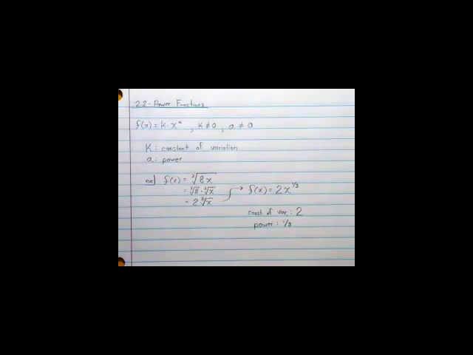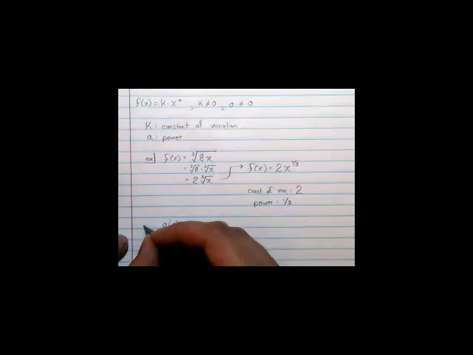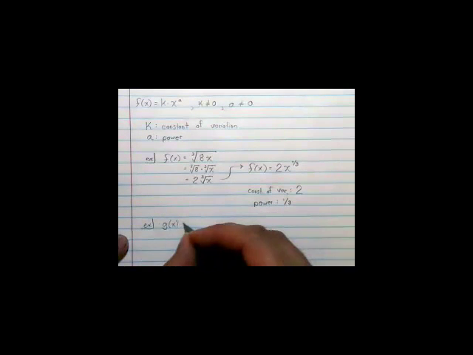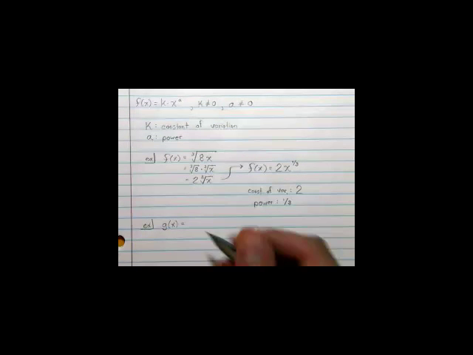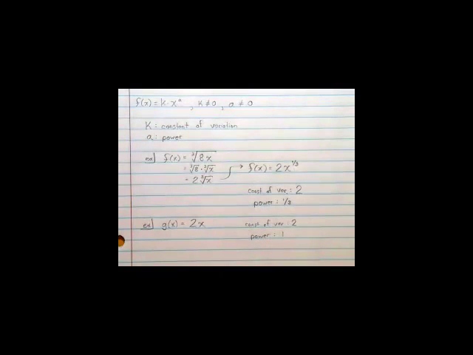All right. Sometimes you might see some that are actually pretty easy, but might still be confusing. If I just had 2x, technically that is a power function still. So for that particular one, what's the constant of variation? 2, and what's the power? Just 1, right? Okay. So that's one thing I want you guys to be able to do.